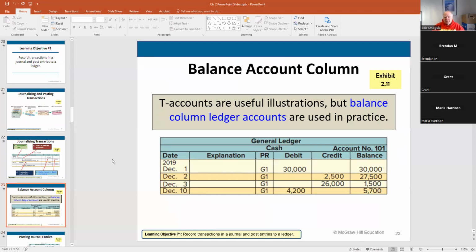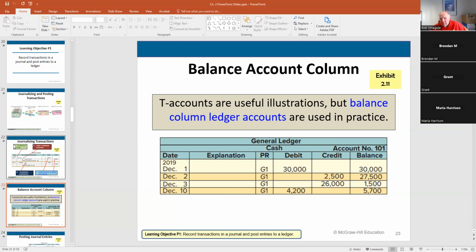T accounts are useful illustrations, and that's all they are. A T account is just a piece of scrap paper. You'll be using T accounts in meetings. You'll be trying to figure out a problem that's going on with the company, and someone will say, "Let's put it up in T accounts and see what that tells us." T accounts are useful, but balance column ledger accounts are used in practice.